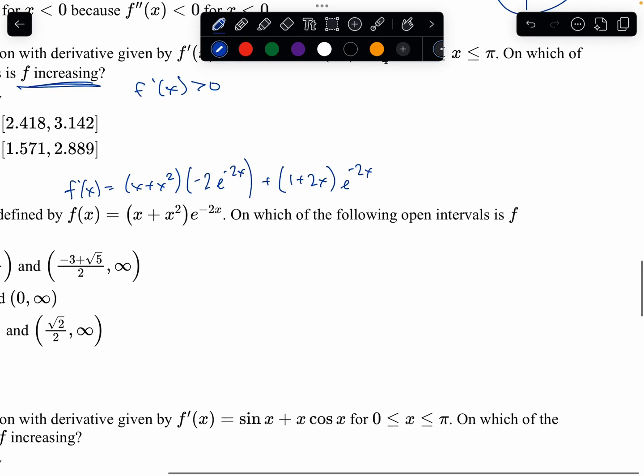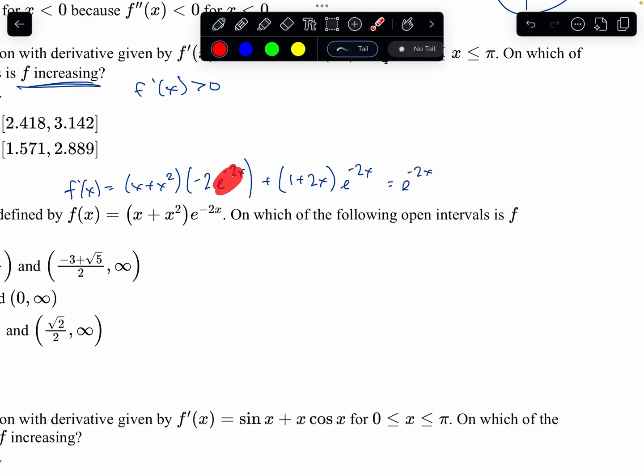Now I'm going to factor out an e to the negative 2x from here. If I factor this out right here, this still needs to multiply inside there. So that's going to be negative 2x minus 2x squared. And then over on this side, we took out this e to the negative 2x, but we're left with 1 plus 2x. So plus 1 plus 2x.